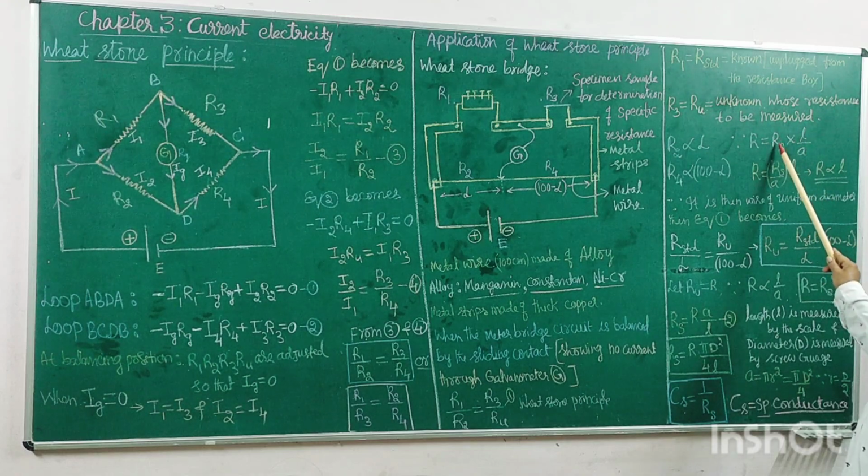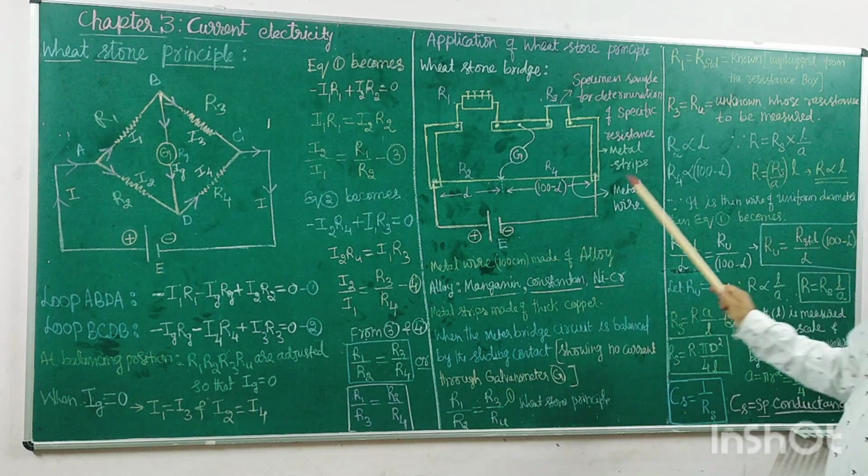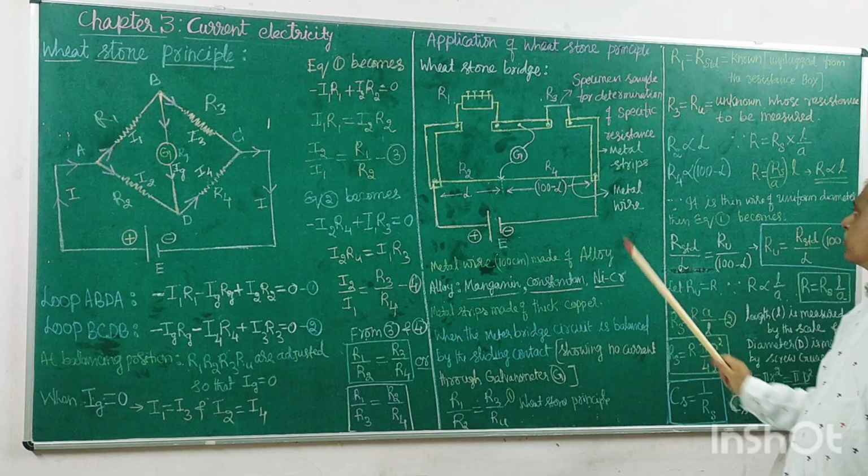That is, specific resistance is directly proportional, meaning the ratio is constant. R equals specific resistance into L divided by A: length of the conductor divided by area of cross section of the conductor. I said uniform diameter means the area of cross section at every point remains the same.